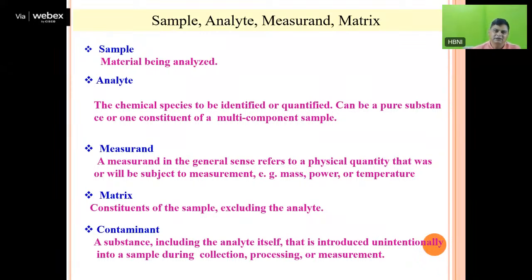Then comes the contaminant. What is a contaminant? It can be the analyte also. During the course of the analysis, if there are unintentional additions, that will be termed as a contaminant. So what is a contaminant? A substance, including the analyte itself, that is introduced unintentionally into the sample during the collection process or measurement.